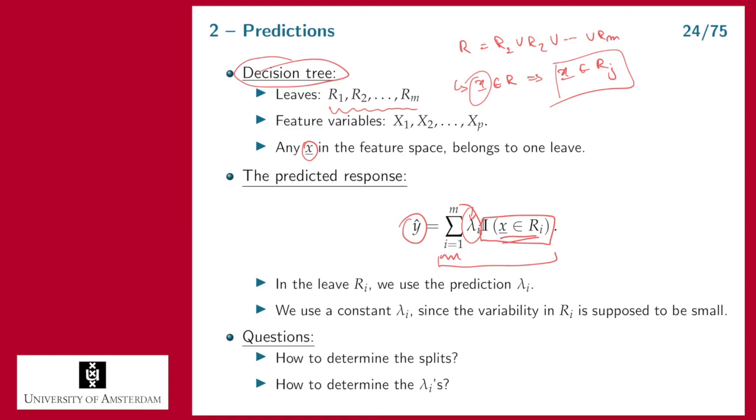For example, if x is in R1, then x cannot be in R2, it cannot be in R3, and so on. So then we have lambda 1 times 1, and all other lambdas are multiplied with 0.